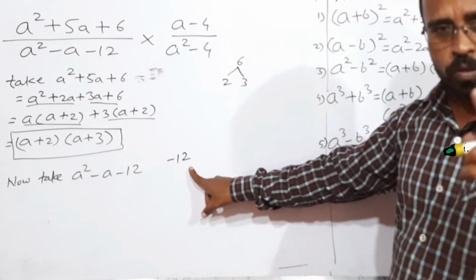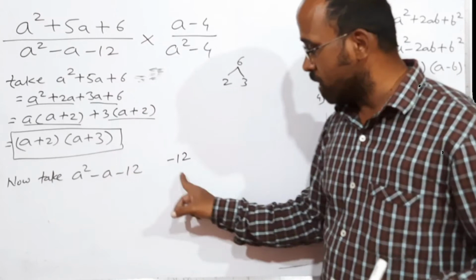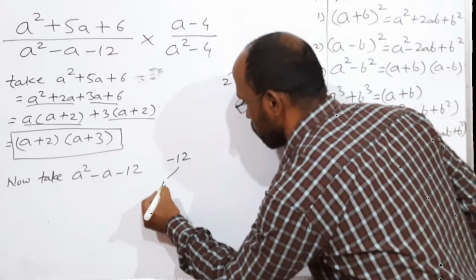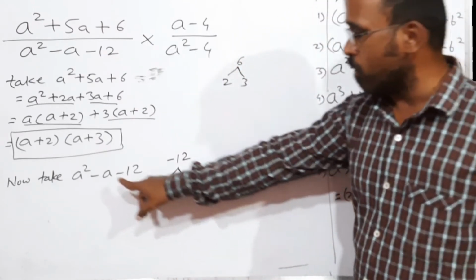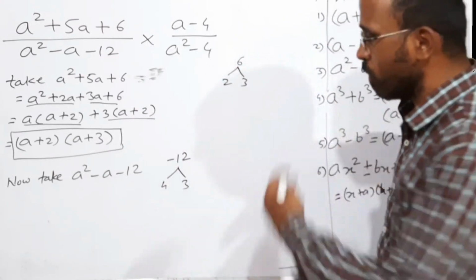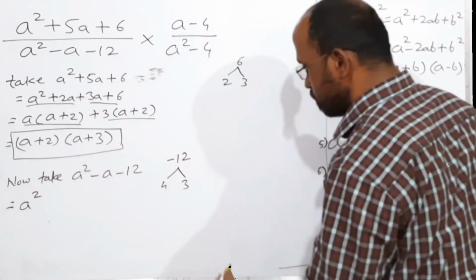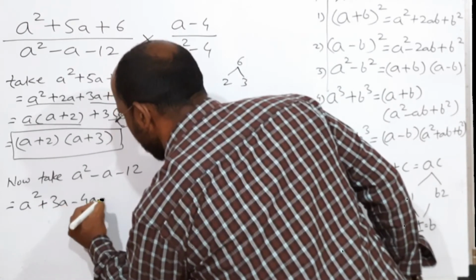So we have to find two numbers such that their subtraction is equal to 1 and their multiplication is 12. Those two numbers are 3 and 4, because 4 threes are 12. The sign of the answer is the sign of the greater number. So we can write it as equal to a square plus 3a minus 4a minus 12.